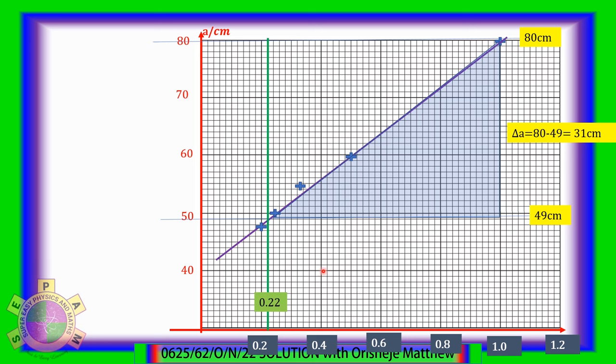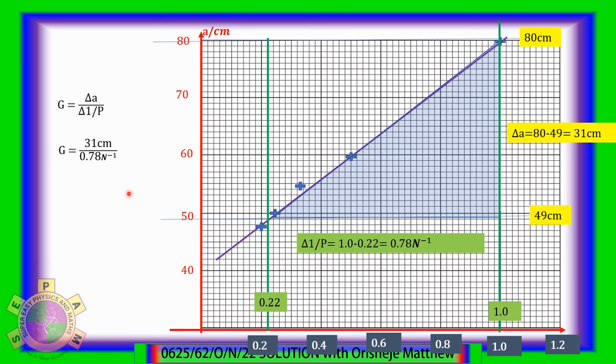So we look at the starting point, that is 0.22. Then we look at the end of it, the load. So delta, the reciprocal of the load, that was 0.78. So with that, we can find the gradient. So that gave us 39.74 Newton meter. Now, how do we get the unit? This is reciprocal. So reciprocal of reciprocal, that is a number. So you multiply that. So it's like saying cm divided by 1 over N. So if you do that, you get this.